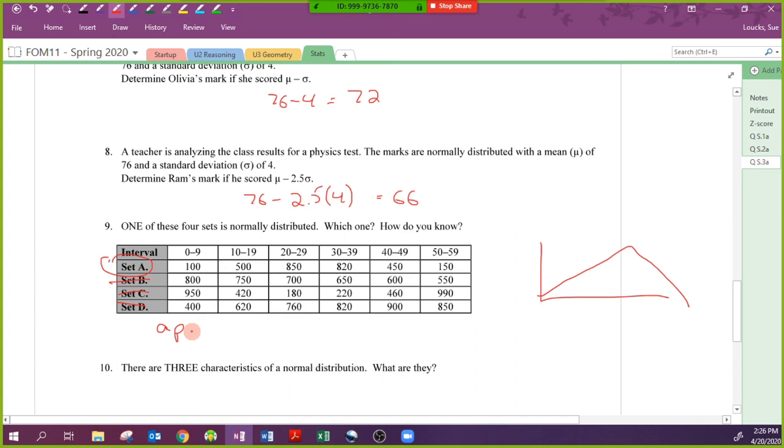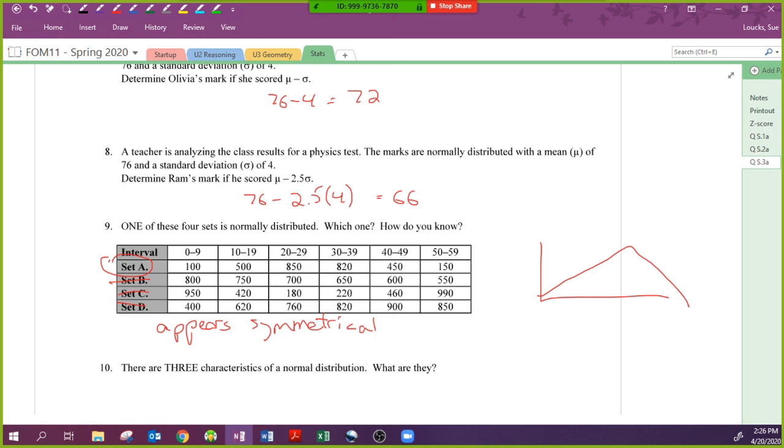That's probably not enough to say that it's normally distributed, but given that you know that one of them is normally distributed, that's the only one that can be, so that's going to be your answer.